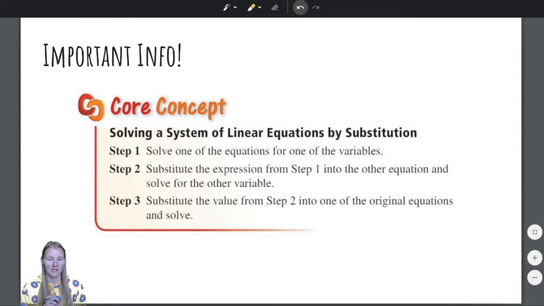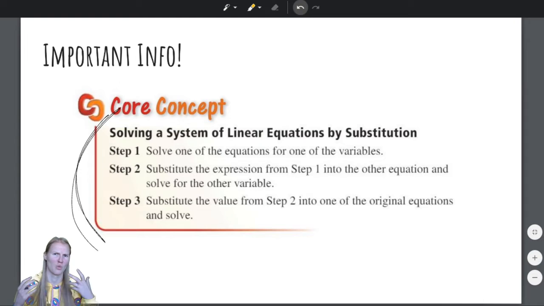Okay, so substitution. Here are the steps. We saw the steps of solving by graphing. We're also going to look at the steps of solving by substitution. Reading these steps, it might be a little confusing why it's called substitution or what exactly substitution means. So if you are a little confused after we talk about these steps, don't worry. We're going to see two examples of this today.